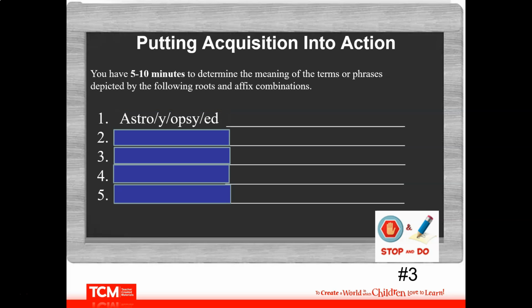And so number 1, we had astro, and then we added a Y to the end of that, and then we had opsy, and then we added an ED. And so the combination of those affixes in the phrase that I determined was starry-eyed. And so we know that astro means a reference to the stars, and when we add a Y to the end, we get starry.